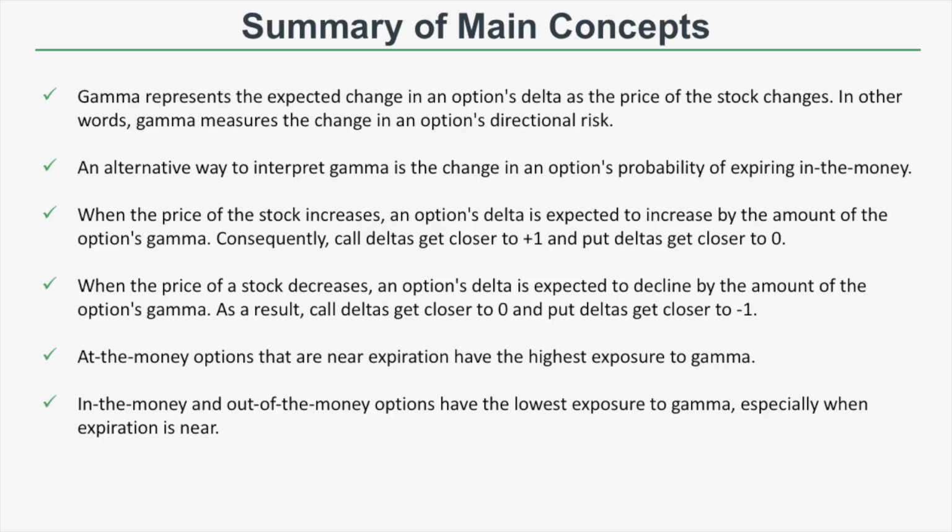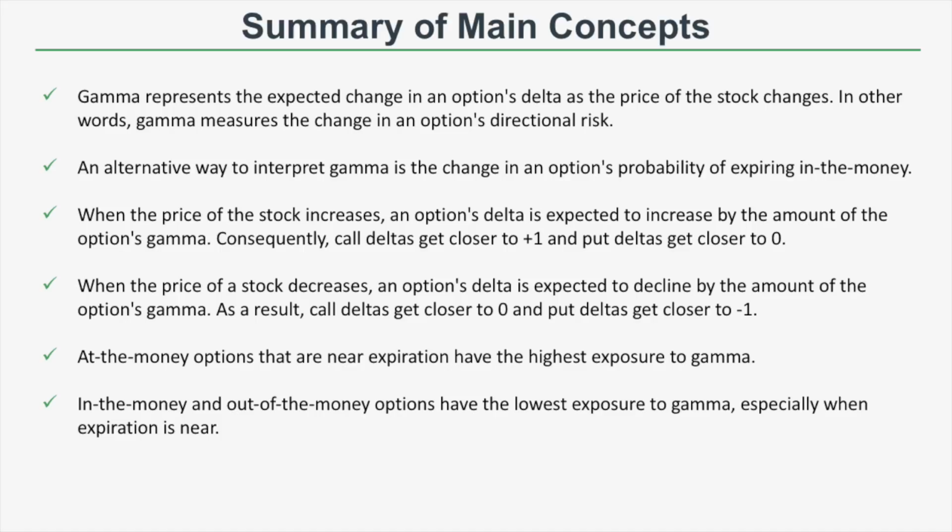Well, I know that was a long one, but we finally made it. So let's go ahead and recap all of the things that we've talked about in this video. First of all, gamma represents the expected change in an option's delta as the price of the stock changes. In other words, gamma measures the change in an option's directional risk. And as we've talked about in depth, an alternative way to interpret gamma is the change in an option's probability of expiring in the money.